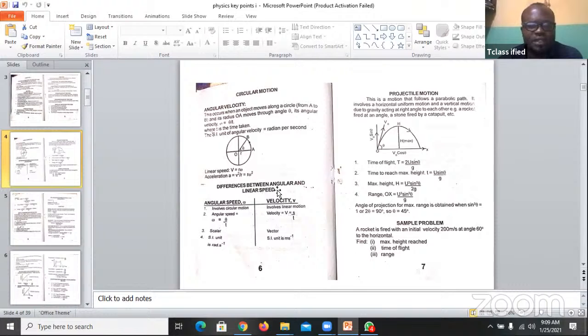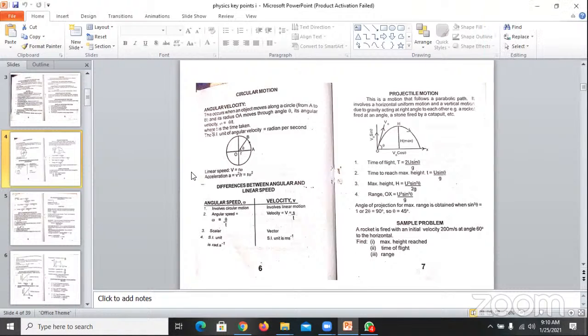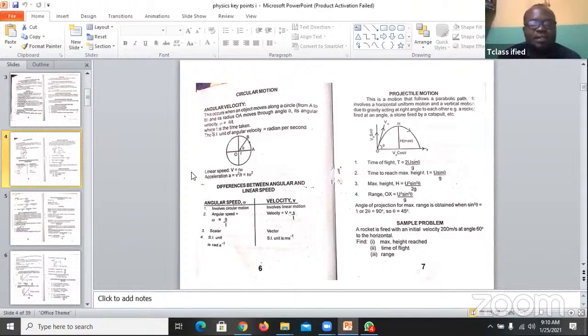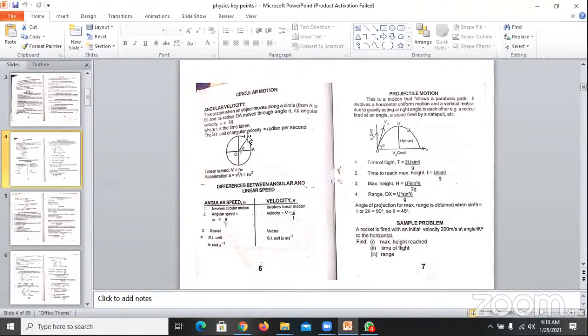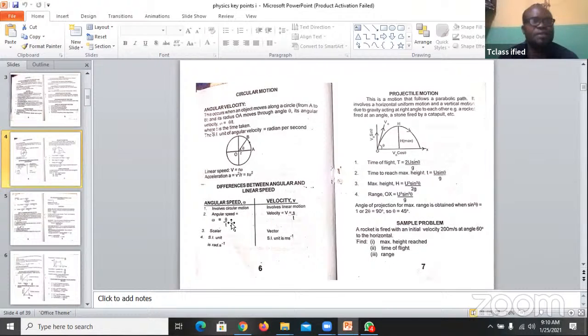So what are the differences between angular and the normal linear speed, or linear velocity? You talk about angular speed or angular velocity when the motion involves a circular motion. But when the motion is all about linear motion, you talk about linear velocity. Angular velocity can be expressed as theta over t. Theta is simply the angle subtended. You can see this is a straight line. So the angle subtended by this very point B is the theta. So theta over t gives you the angular velocity.